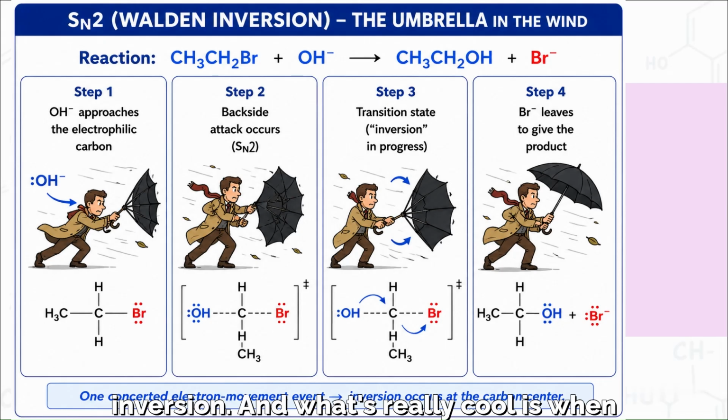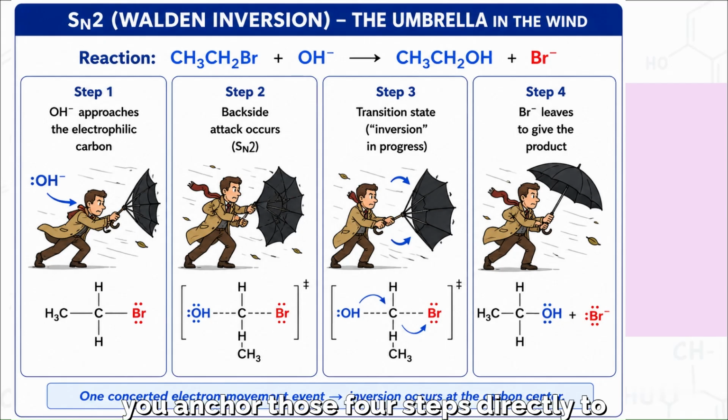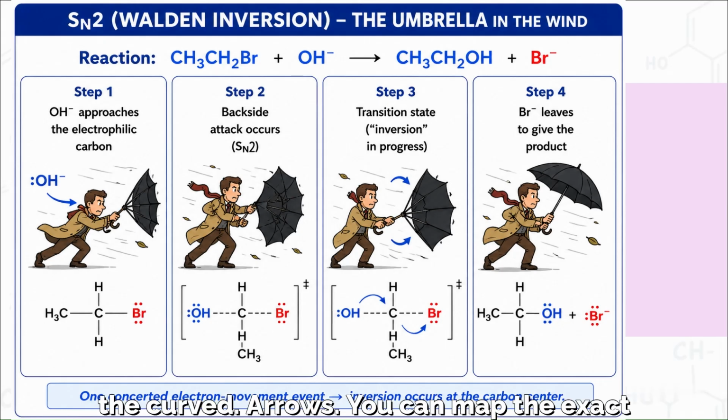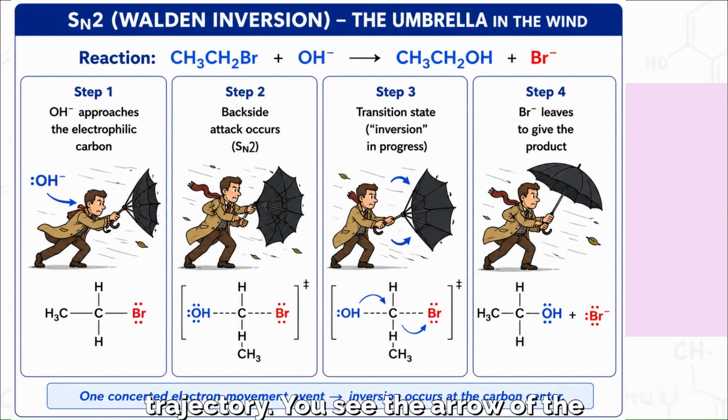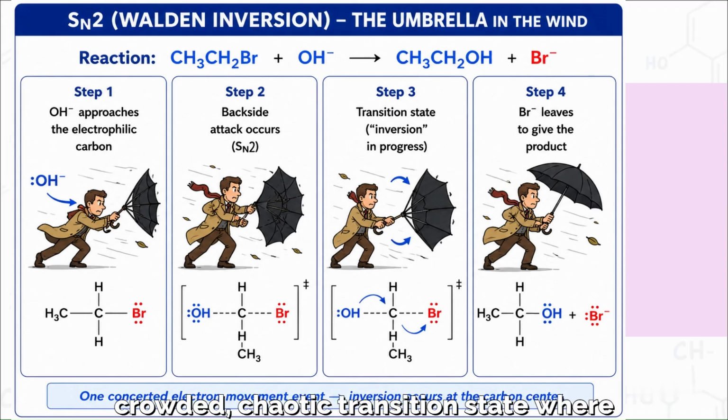And what's really cool is when you anchor those 4 steps directly to the curved arrows, you can map the exact trajectory. You see the arrow of the nucleophile initiating that perfect backside attack. Then you see that crowded, chaotic transition state where bonds are forming and breaking at the exact same time. And finally, the dust settles, leaving you with a perfectly inverted product and a detached leaving group. It is just one fluid, beautiful motion of electron traffic.